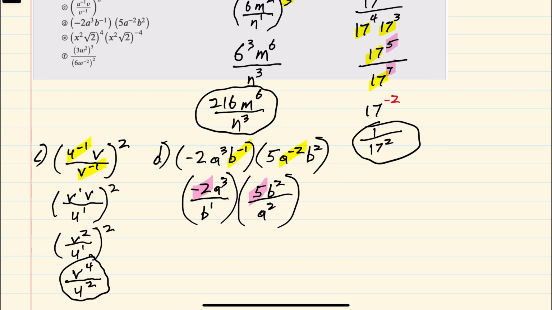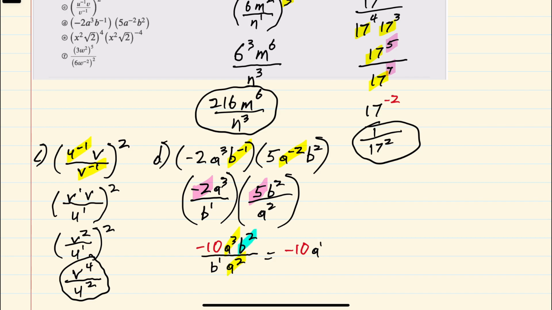Our negative 2 times 5 would be a negative 10. In the numerator we have an a^3 and a b^2. In the denominator we have a b^1 and an a^2. So there are some parts here that we can combine. The a^3 divided by a^2 would be a to the power of the top 3 minus the 2 from the bottom, so just an a^1.